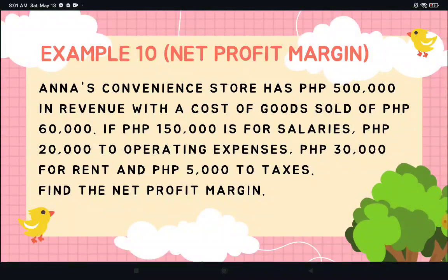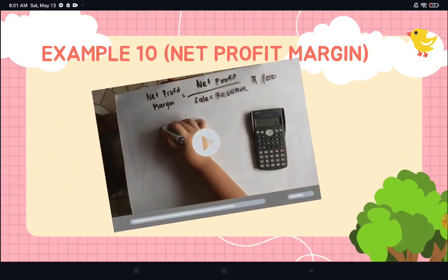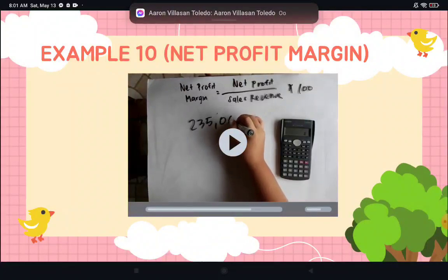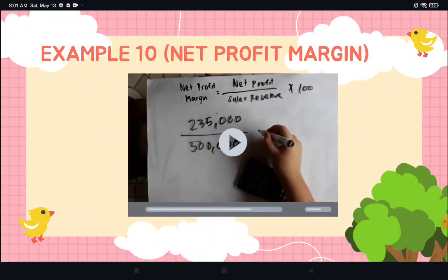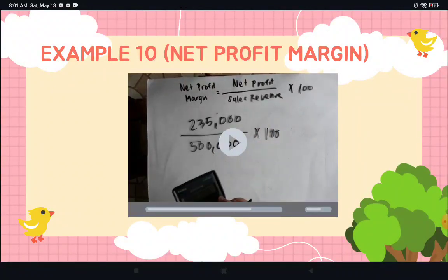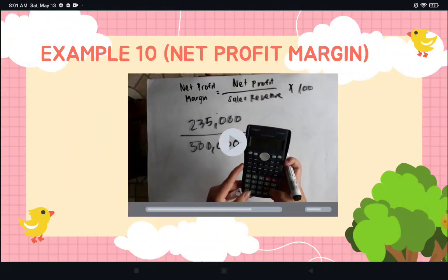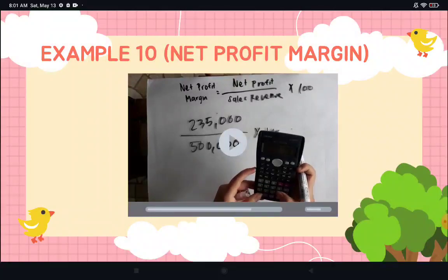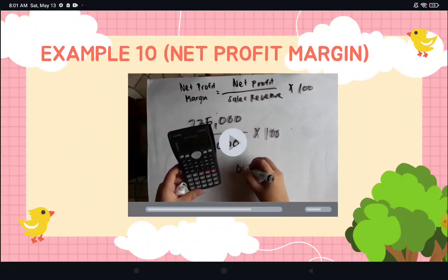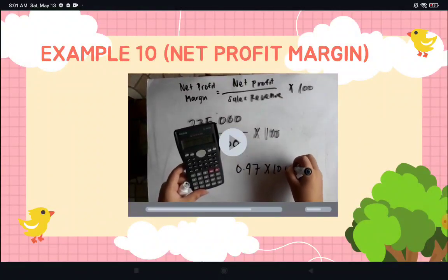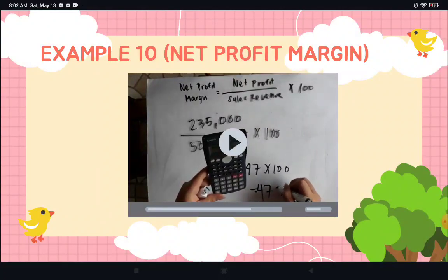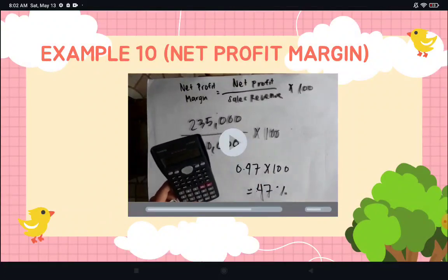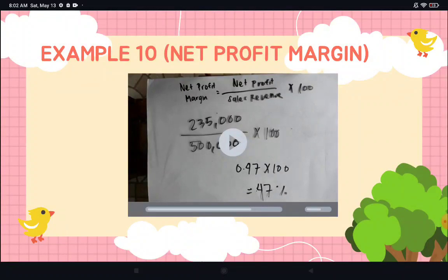So this time we will find the net profit margin, same problem. So this time we get 47% in net profit margin of Anna's convenience store.